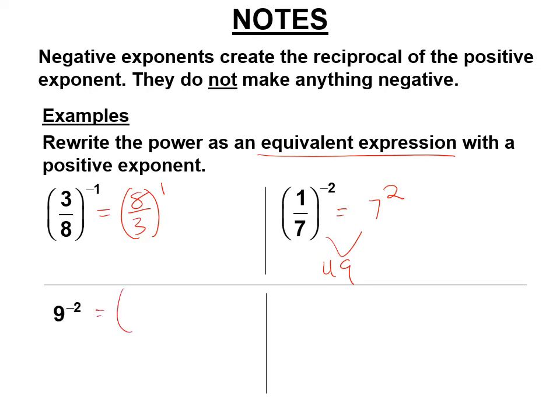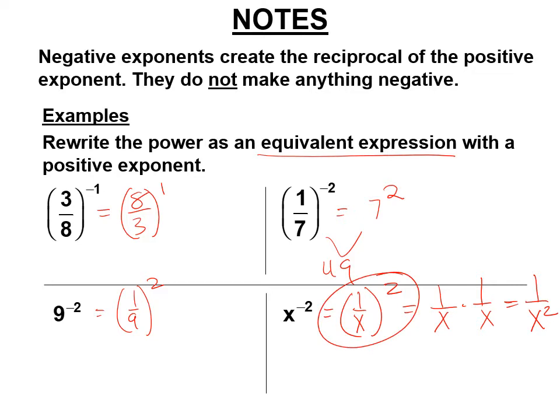So this is 1/9 squared, which is 1/9 times 1/9. Both of those are equal to 1/81. So what does this equal? Well, it equals 1 over x squared. That's 1 over x times 1 over x. It's also 1 over x squared, because 1 times 1 is 1, and x times x is x squared, multiplying fractions. But it's the reciprocal of it with a negative exponent.